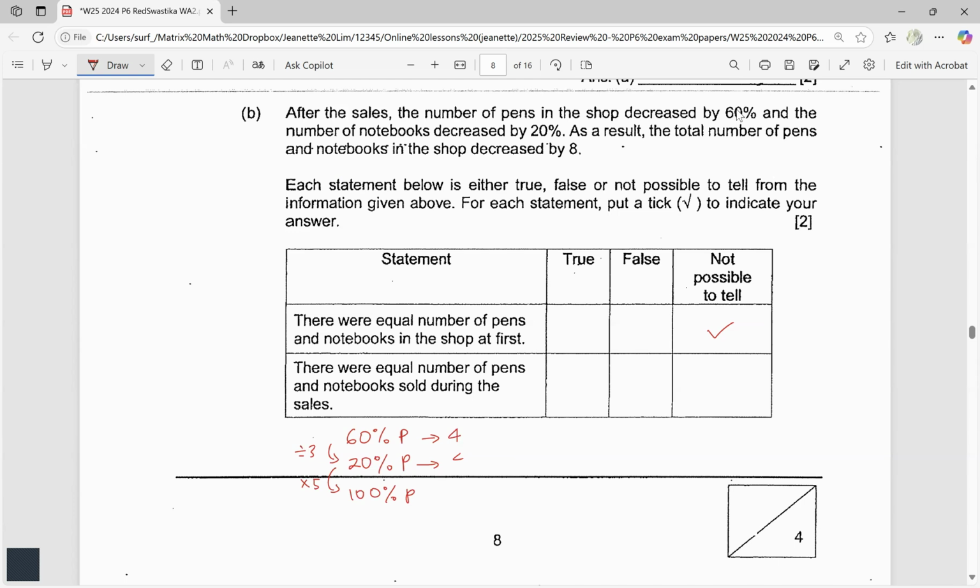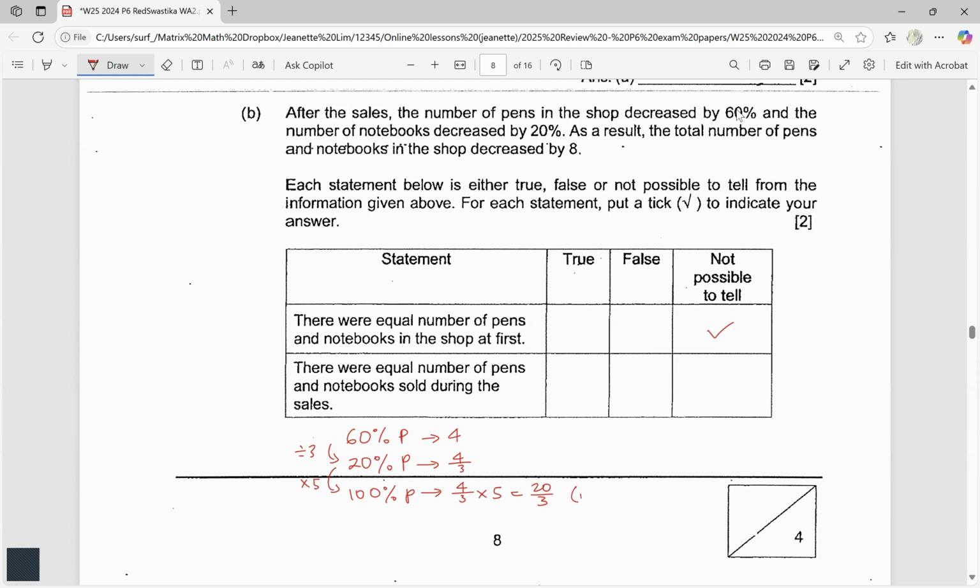4 divided by 3 is 4 over 3. Let's just leave it as that first. Then I need to times 5, so 4 over 3 times 5, which is 20 over 3. And 20 over 3 is not a whole number.